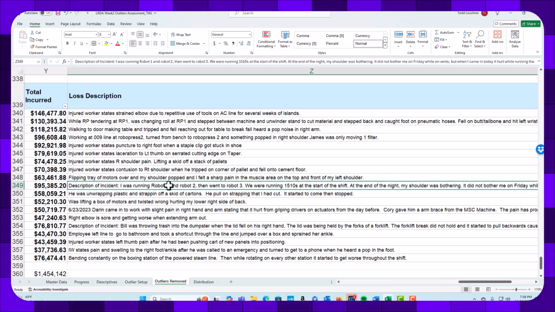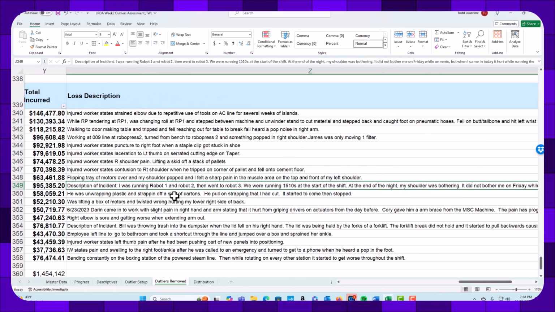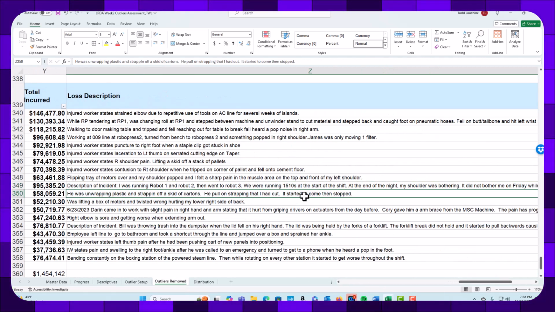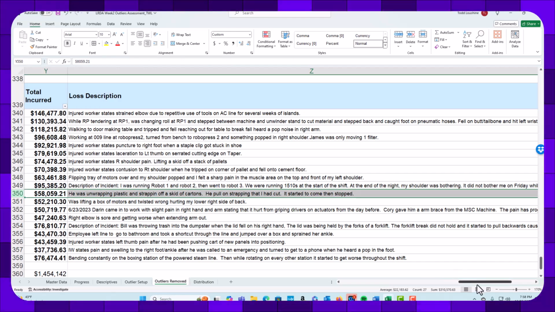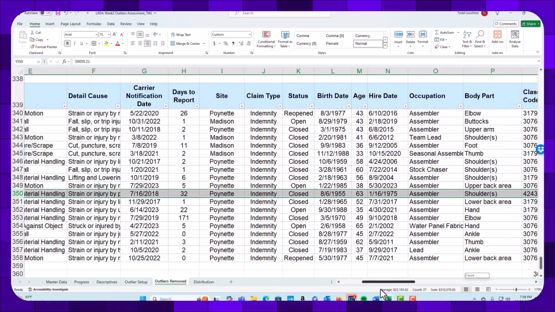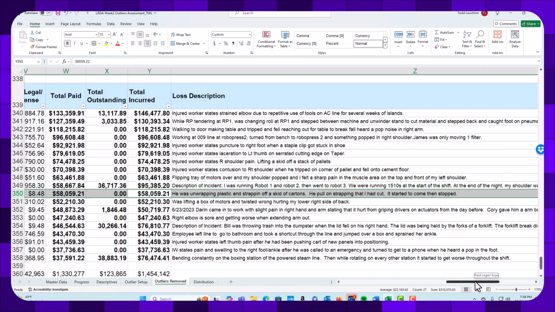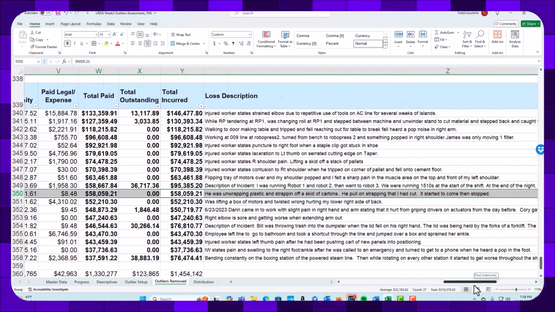Flipping trays over, shoulder pop. Okay, was running these things, went to robot 3. At the end of the shift, my shoulder is bothering me. This is probably a repetitive motion, I bet. Yep, repetitive motion strain. Wrapping, pulling strap that had cut, started to come, then stopped. Am I missing something here? This is a shoulder strain, manual material handling. Weird. I don't... Okay, what hurt? Shoulder.